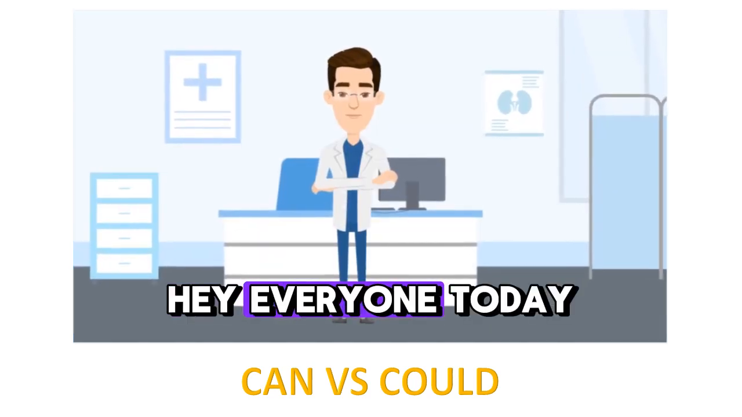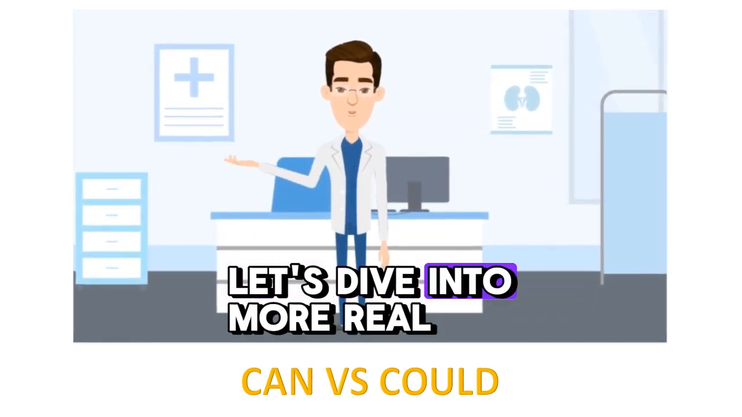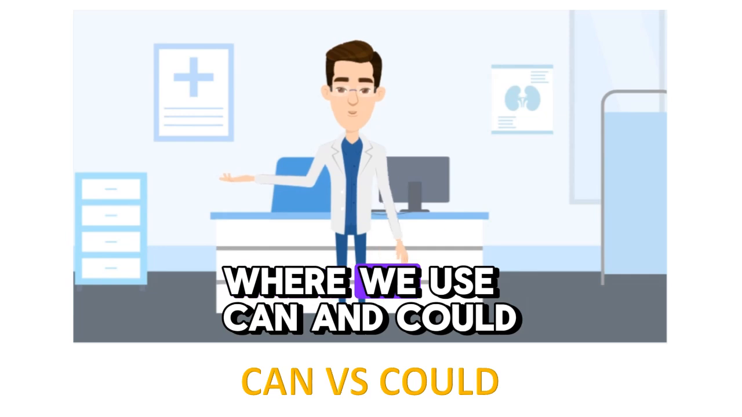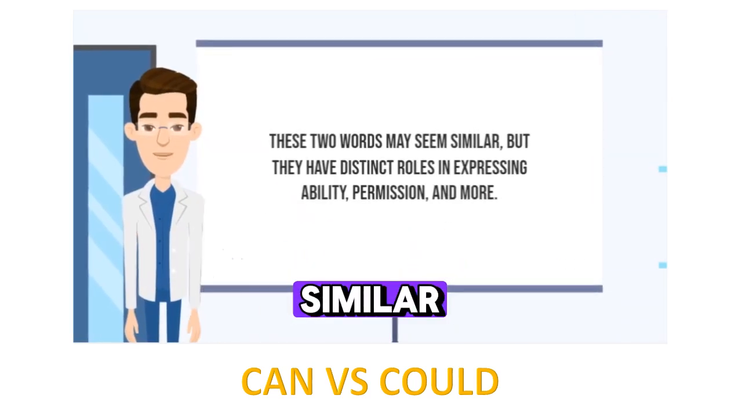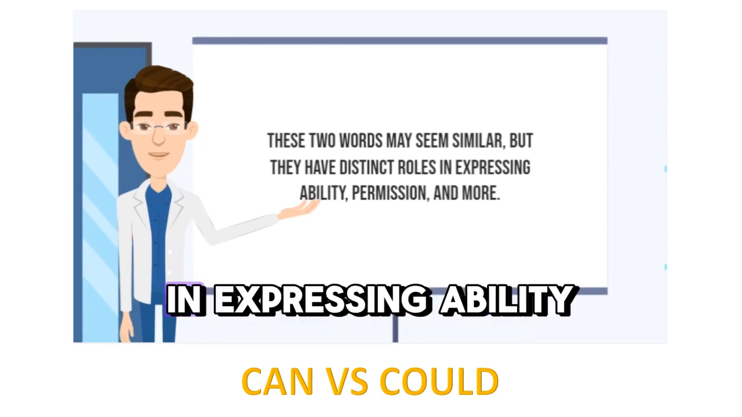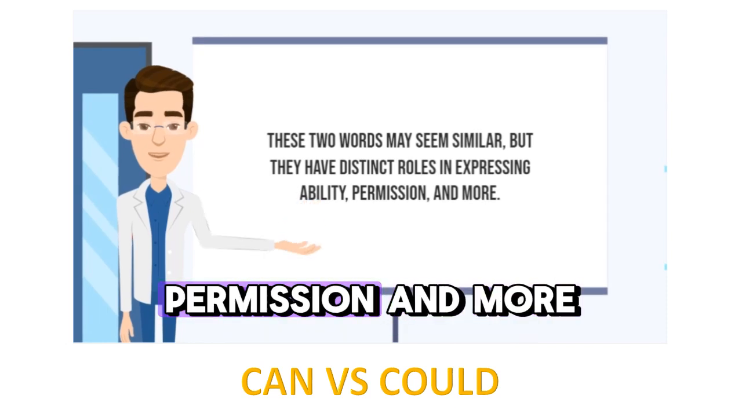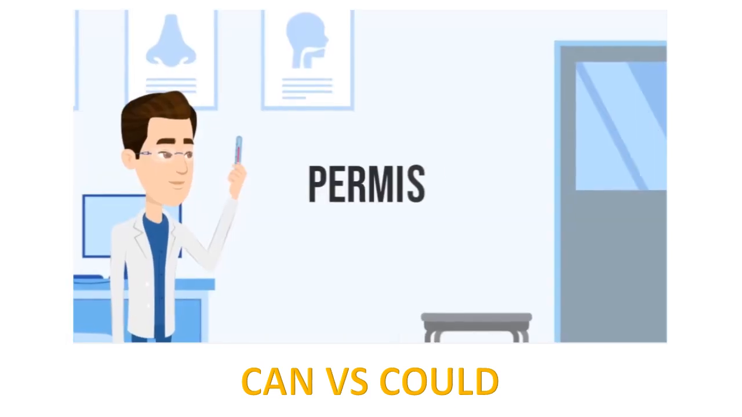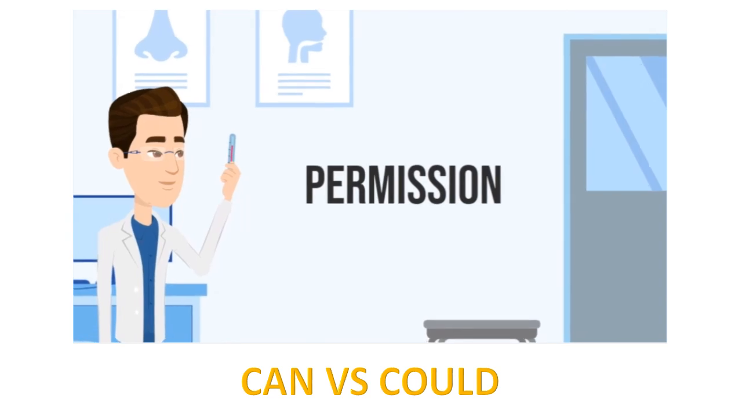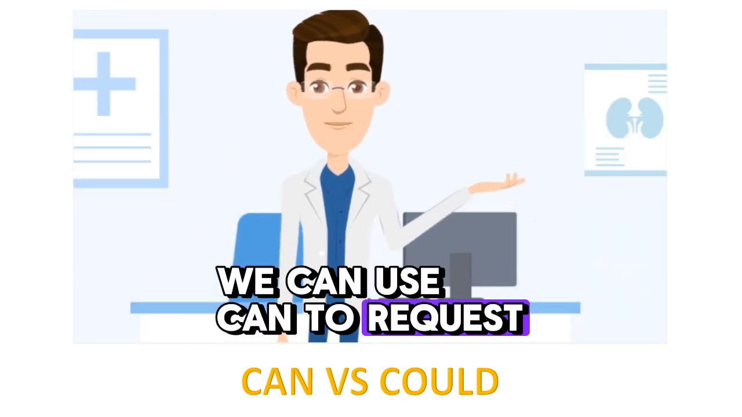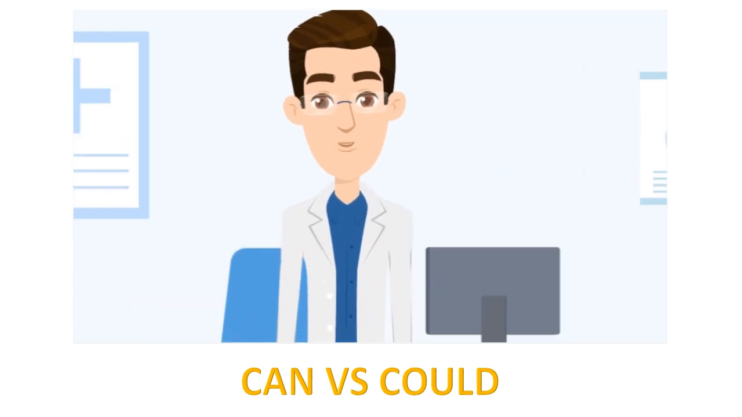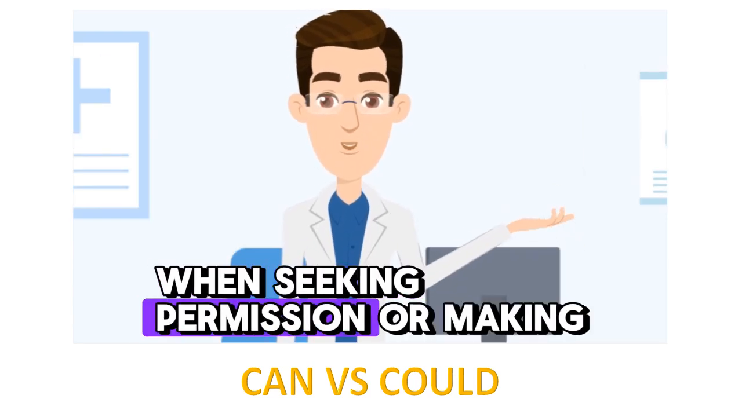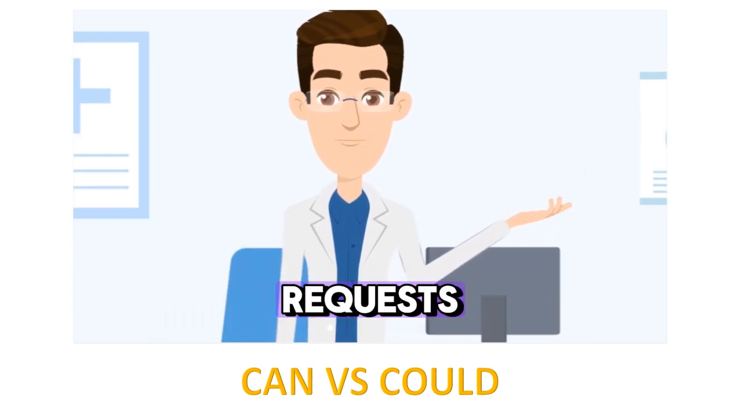Hey everyone! Today, let's dive into more real-life situations where we use can and could. These two words may seem similar, but they have distinct roles in expressing ability, permission, and more. We can use can to request permission informally in casual situations. Could is more polite when seeking permission or making requests.